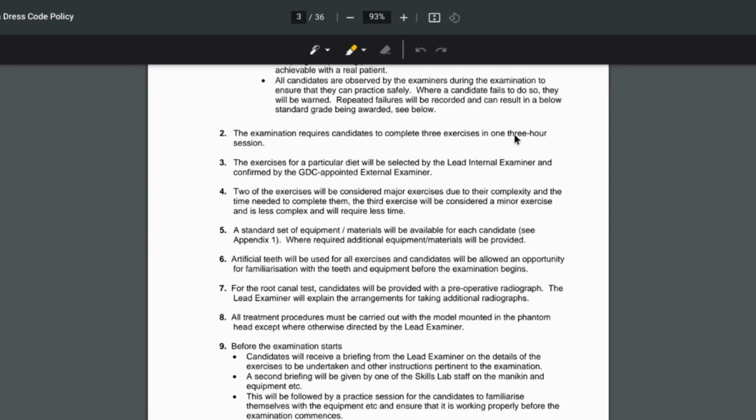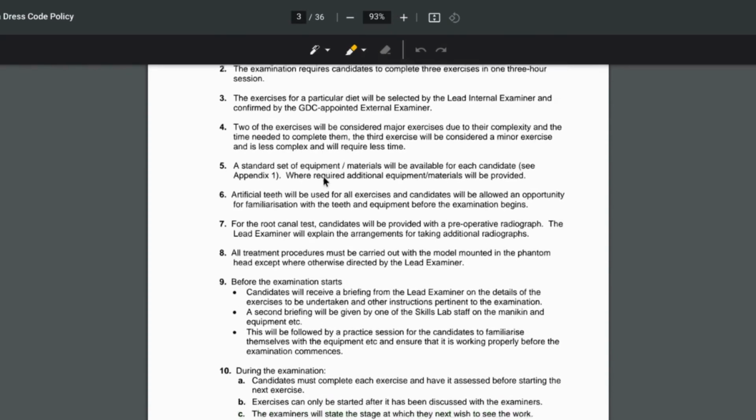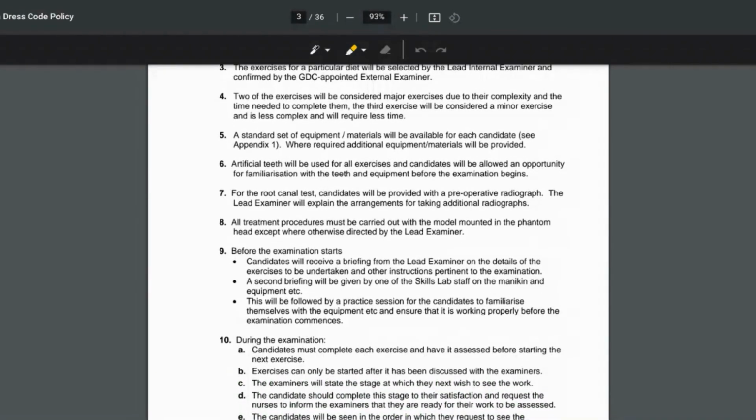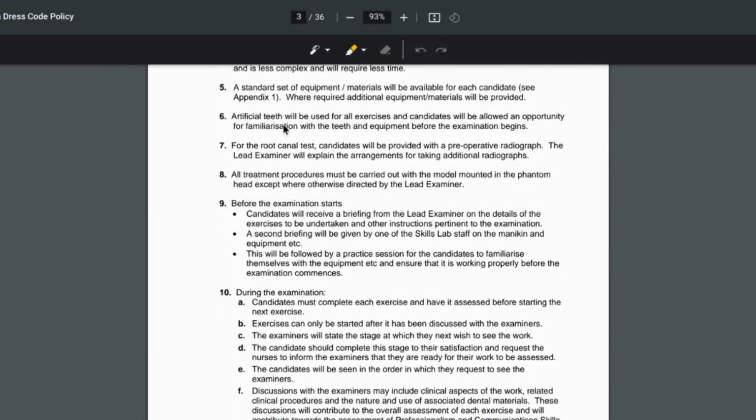For the examination, there will be three exercises which need to be completed in 3 hours. Two of them will be major. Why are they called major? Because of their complexity and the time needed to complete. They are the larger, bigger exercises, and one of them will be a minor one. A standard set of equipment will be given to you. If you have given ORE 1 and you are preparing for ORE 2, I hope you are familiarized and know what it is. It's given at the end in the appendix as well. You can have a look there.